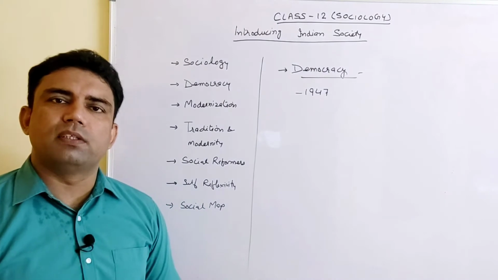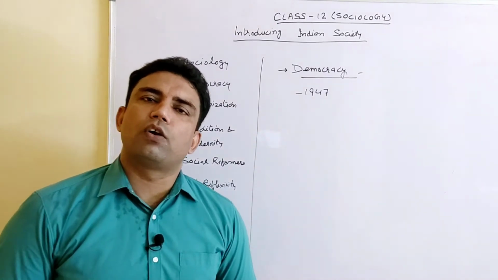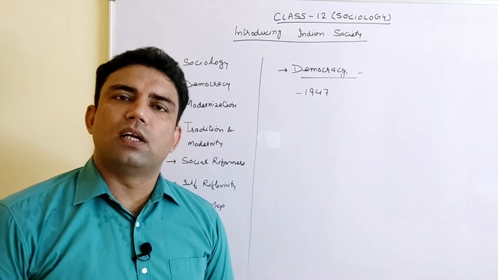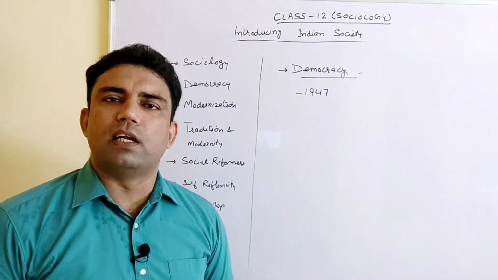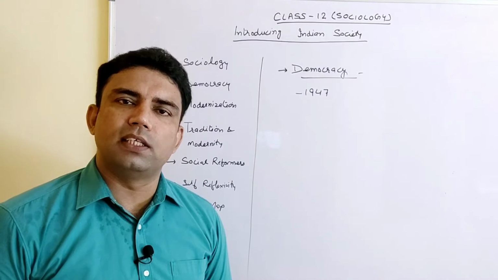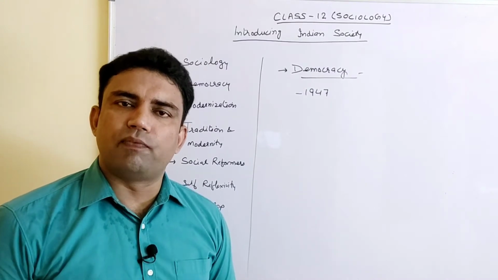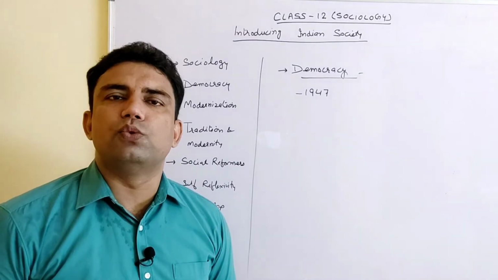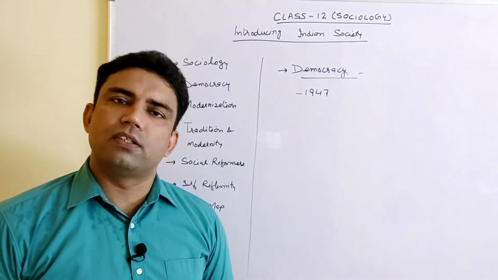In 1947, when democracy came, a lot of things changed in the society. How? Like the way people were living, the way people were thinking to do the job. They were free to go anywhere. They were free to talk to anyone. They were free to choose any kind of profession, and so on.